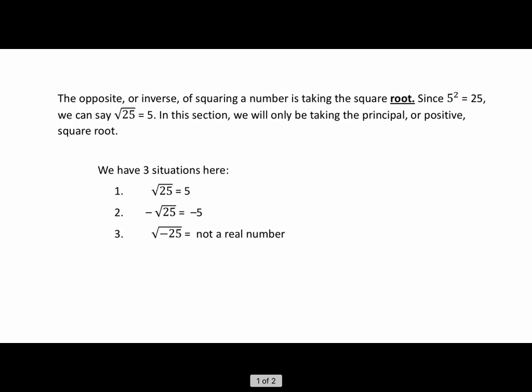So we have 3 different situations here. Our first situation, the square root of 25 equals 5. Second, if you have a negative in front of your square root, then that negative stays in front after you take the square root, so that number will be negative. And the third situation, the square root of a negative 25 is not a real number. In a later chapter, we'll talk about what kind of number that is, but for now, we'll just say not a real number.